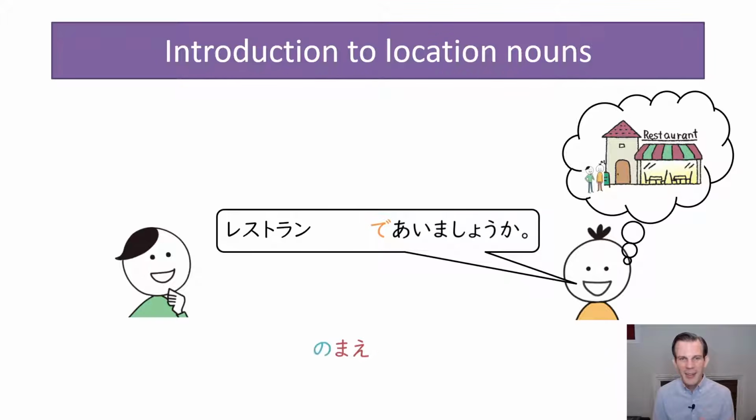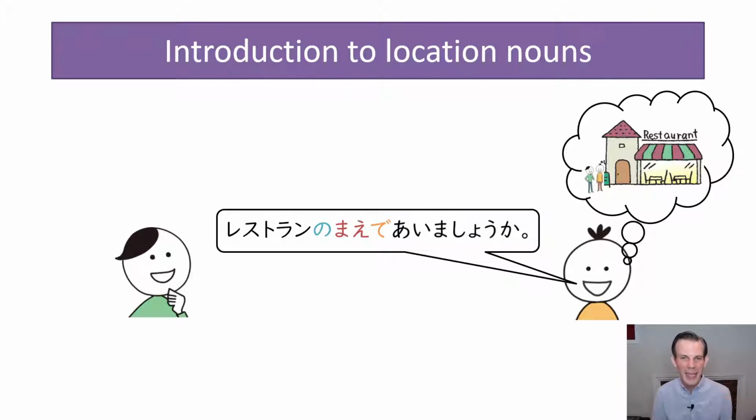We put in a location noun here. レストランの前で会いましょうか? Here, 前 is our location noun. It means in front of. So the area, literally the area in front of, the space in front of. So the restaurant's front space is literally what we're saying, but in front of the restaurant.